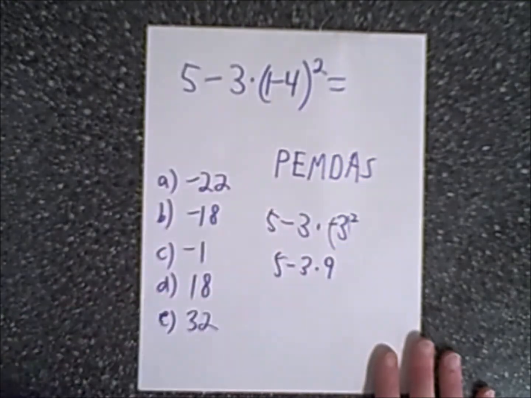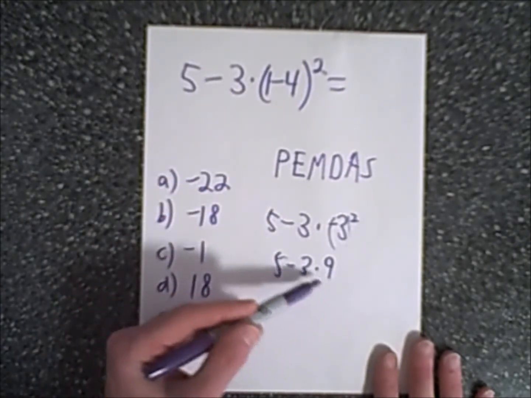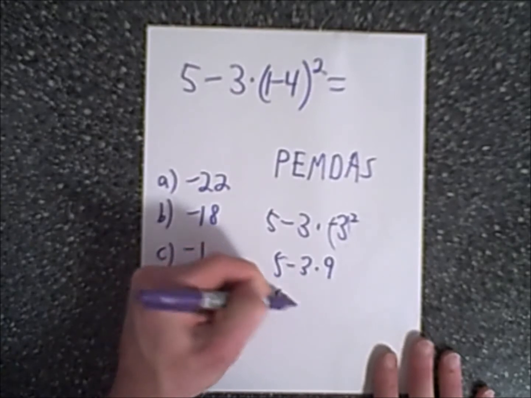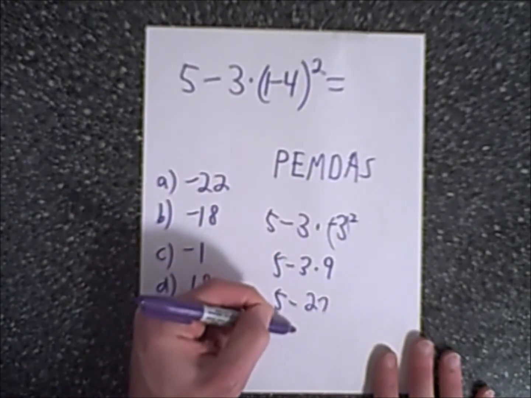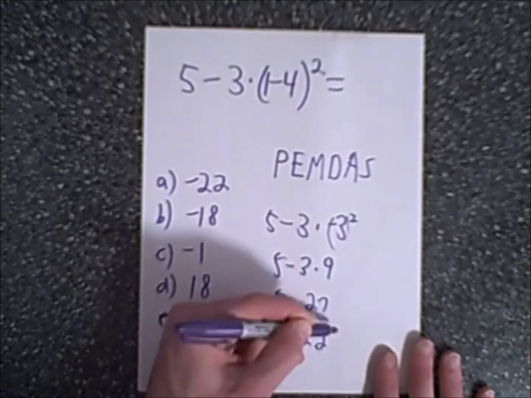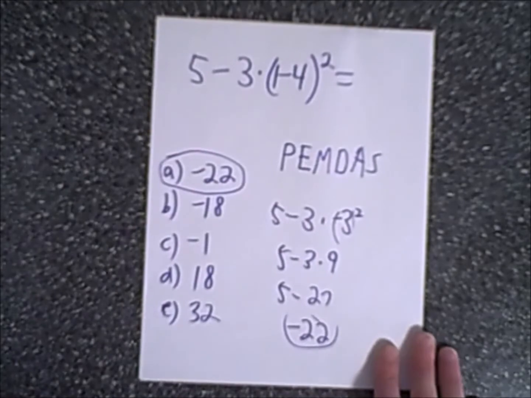And notice how negative 3 times negative 3 is positive 9. It's not negative. And then we move on to multiplication, division, which of course is 3 times 9, which is 27. So now we're finally left with addition, subtraction, and 5 minus 27 is negative 22, which is A.